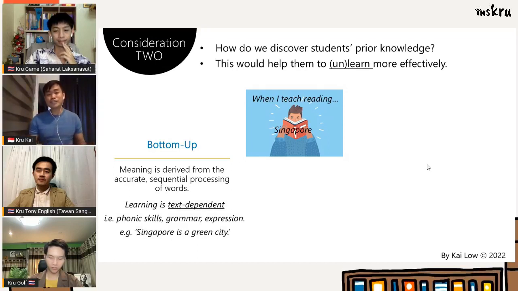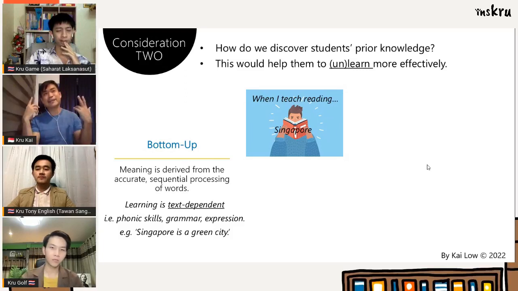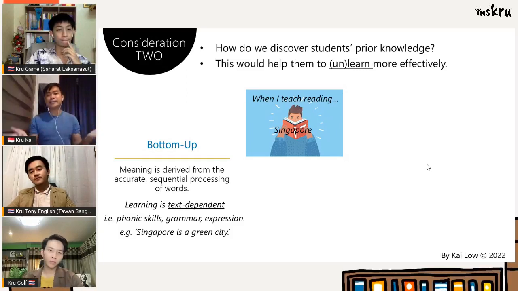So if your students, for example, read this sentence, Singapore is a green city, do they understand what green city means? Do they think that it is just a city where all the buildings are green in color? Or do they understand that green city means a garden city where there are many flora, many trees, many plants around?